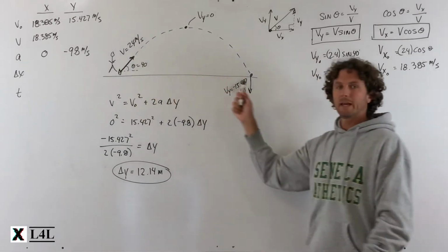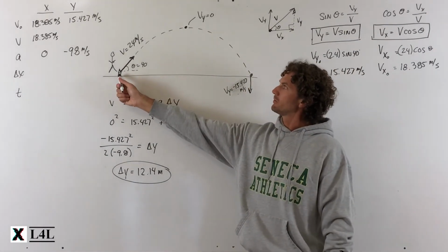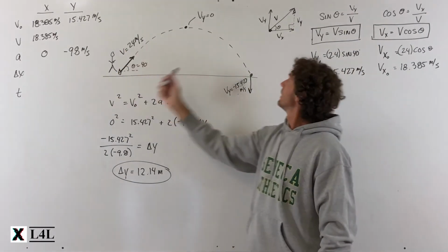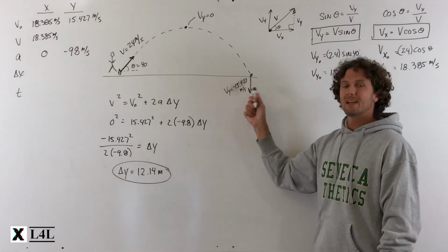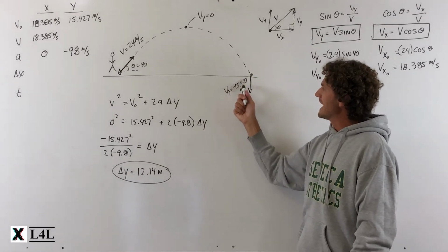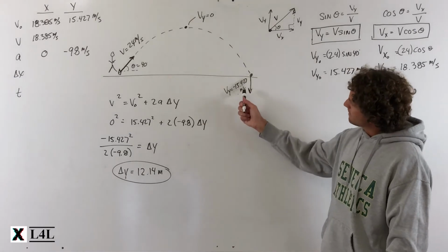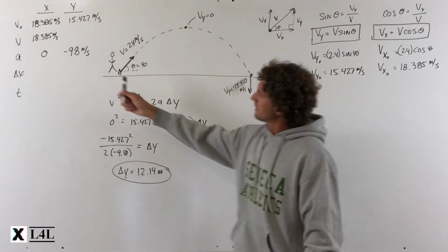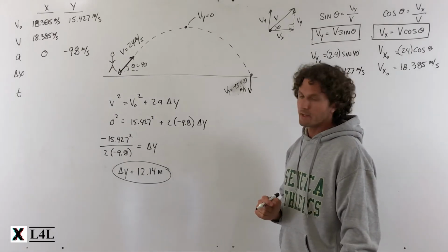At the same plane here, if I have an initial vertical velocity of positive 15.427 meters per second, that means at the same plane, right before it hits the ground, the vertical velocity is going to be negative 15.427 meters per second. So I can plug that in over here and solve for the time, which we'll go ahead and do.